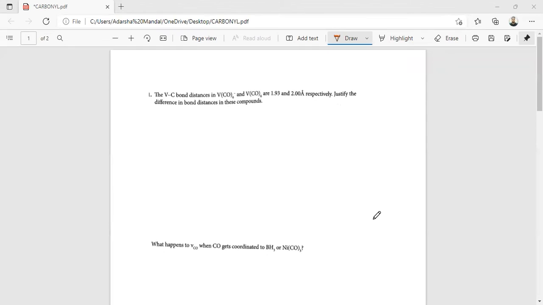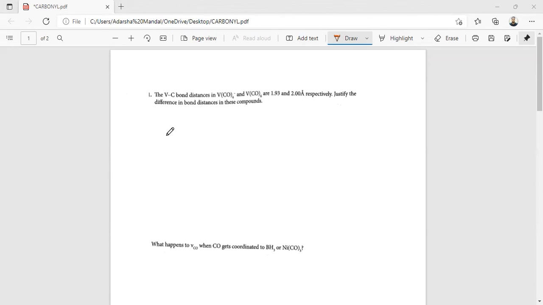So now I will discuss some problems on the metal carbonyl or metallic compounds. The first one: the vanadium CO bond distances in V(CO)6 minus and Cr(CO)6 are 1.93 and 2.0 Angstrom respectively. Justify the difference in the bond distance in these compounds.